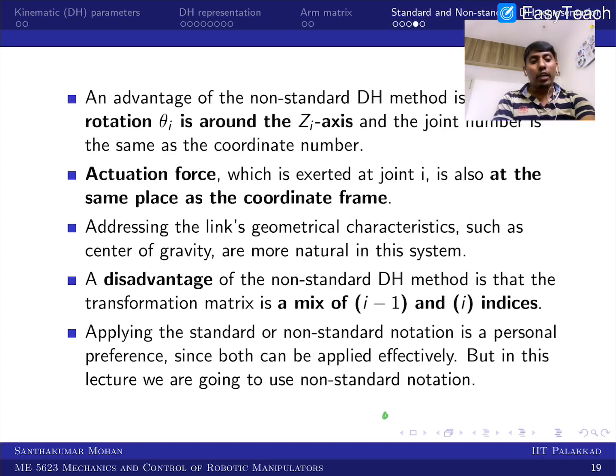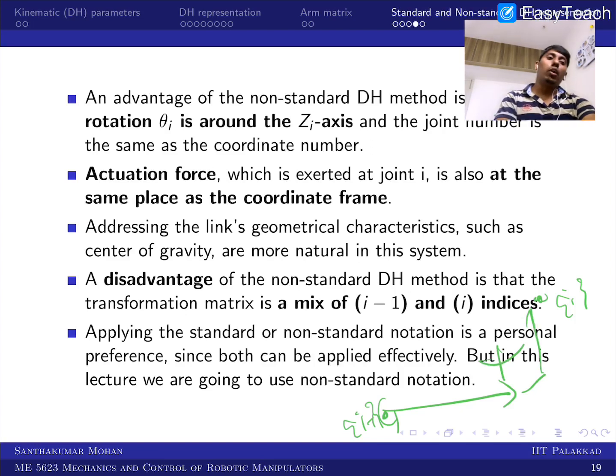So in the sense, you are seeing these two, I minus 1 and I. You are traveling: first rotate about x, then translate along x, then rotate about z and translate along z. This is what you are doing. In the sense, you are progressing in that way and doing it.